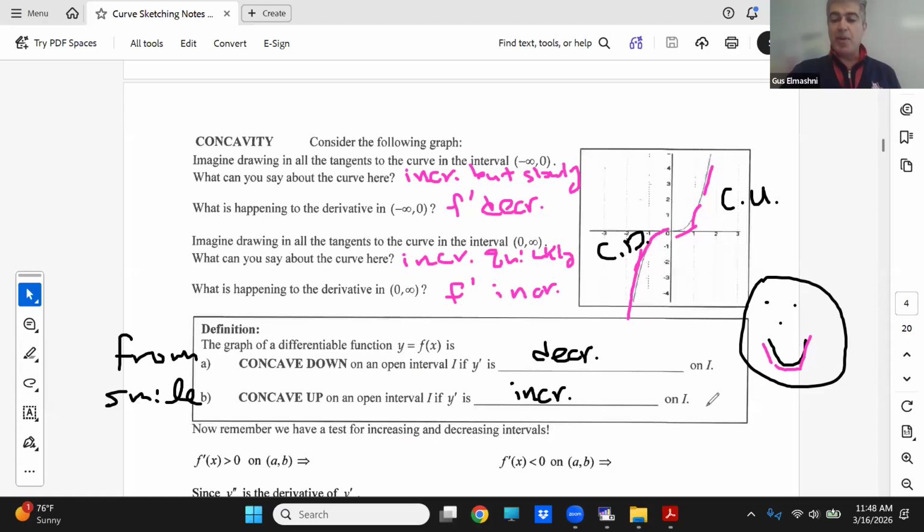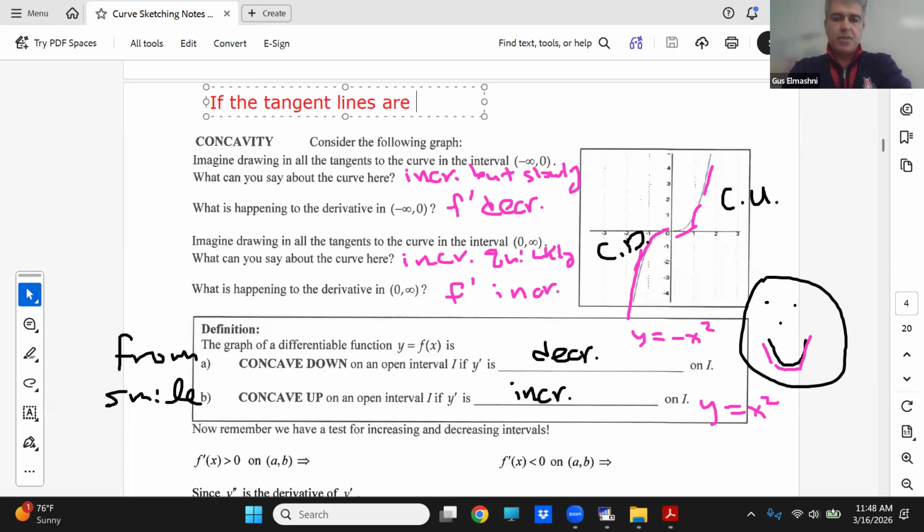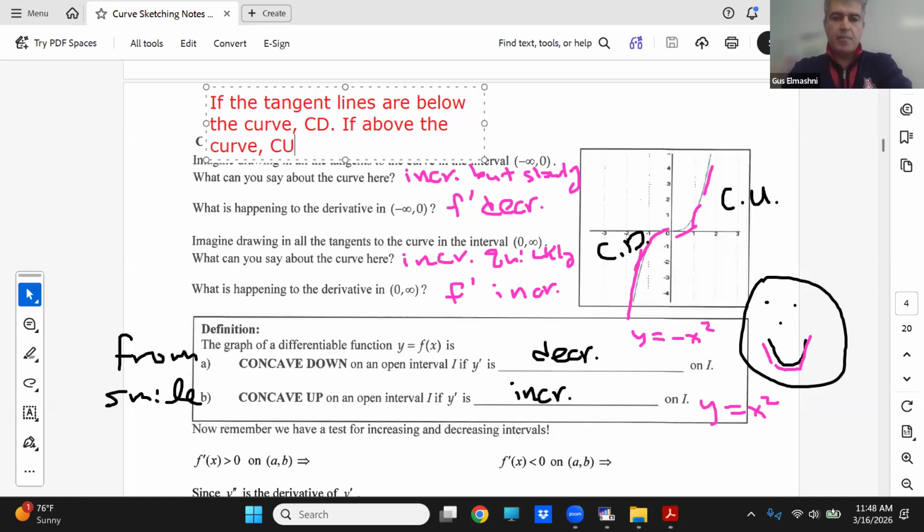So y equals x squared, by the way, is concave up. Y equals negative x squared is concave down. Another way to think about it too are the tangent lines. I'm going to write this as a text box. If the tangent lines are below the curve, concave down. If above the curve, concave up.